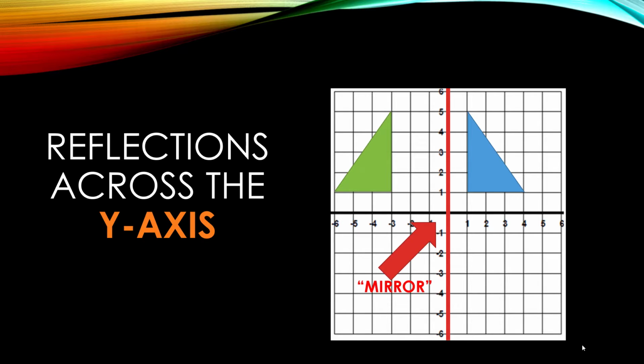However, let's look at this one. Here, my reflection is not the same distance from the mirror. My original figure was only 1 square away, while this reflection is 3 squares away. That's not correct. Reflections have to have the same distance away from the line of reflection. So a proper example would be this. The blue triangle is 1 square away, and the green triangle is also 1 square away from the y-axis.